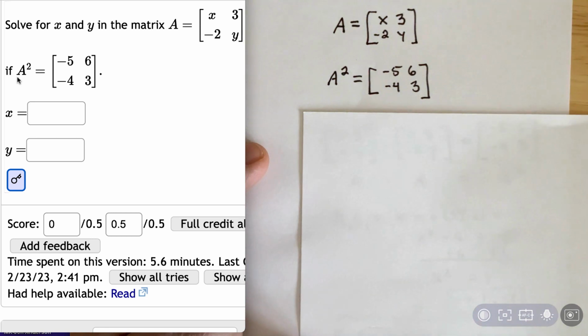All right, this video is going to walk you through how to solve for x and y when we have two numbers missing from a matrix, but yet you know what it equals when you square it. So what you have to do is break this up into a new kind of equation where you're going to write it out by hand.